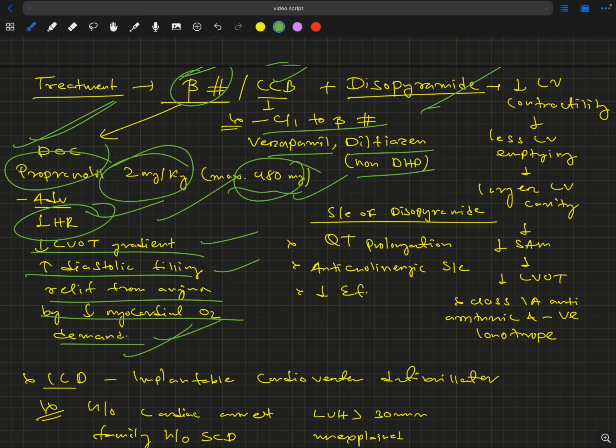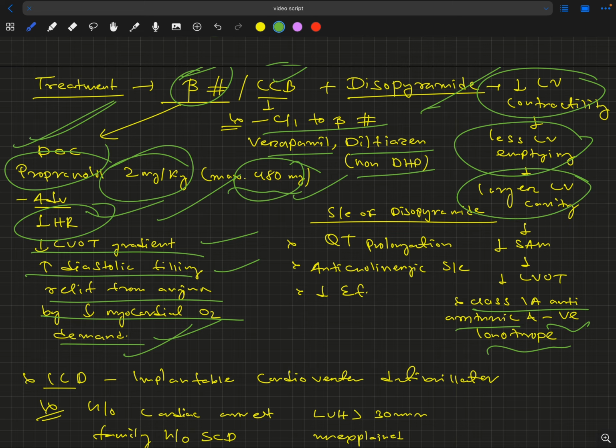So disopyramide is a class 1A antiarrhythmic drug and a negative inotrope, opposite to digoxin. So it will decrease LV contractility. So there will be less left ventricular emptying, more blood will remain inside the LV, larger LV cavity, more stretching, less systolic motion of the anterior leaflet, less LVOT obstruction, and it will help us to treat the patient.